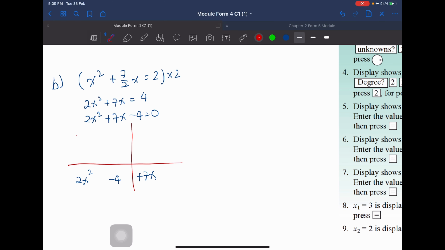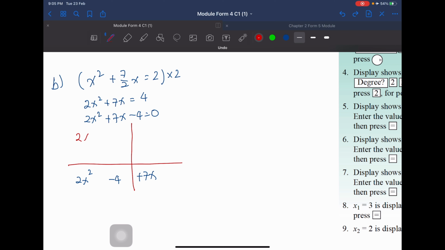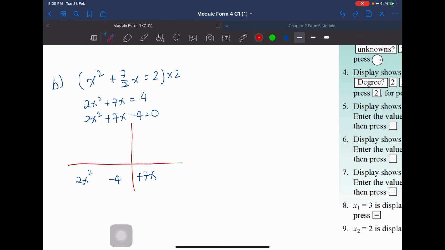Boleh tulis sini 2x. Merah pula, tukar biru lah. Okay, hijau. So 2x times x. 2x times x is 2x square. Then 4. Okay, abaikan dulu negatif. So apa nombor yang darab akan dapat 4? Okay, so we know that 1, 4.